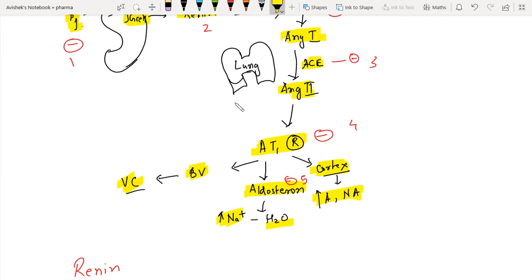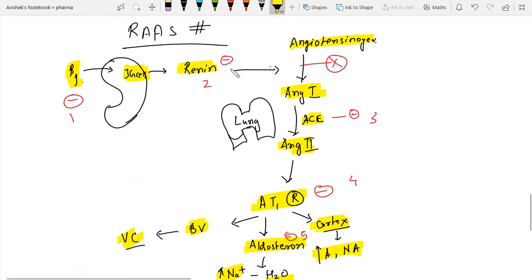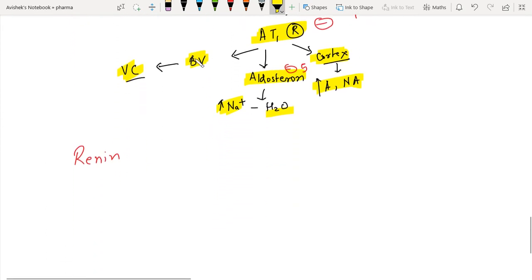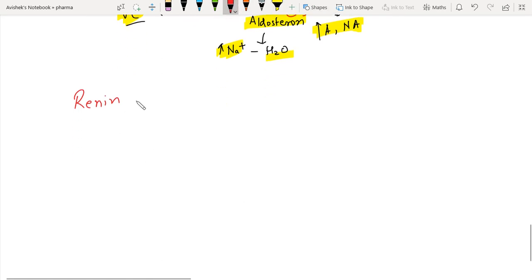Now what can we do? We can either block renin, with beta blockers, or block angiotensin converting enzyme. We can block angiotensin receptors and aldosterone. We'll talk about renin blockers. Beta blockers we have already covered in previous videos.